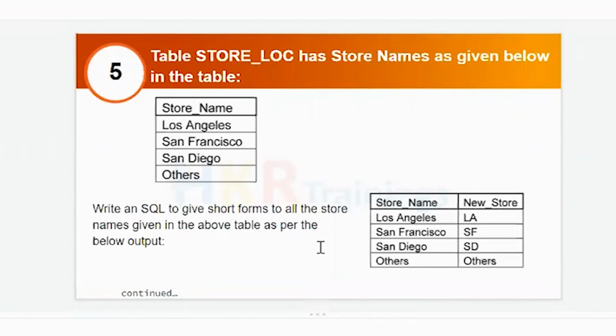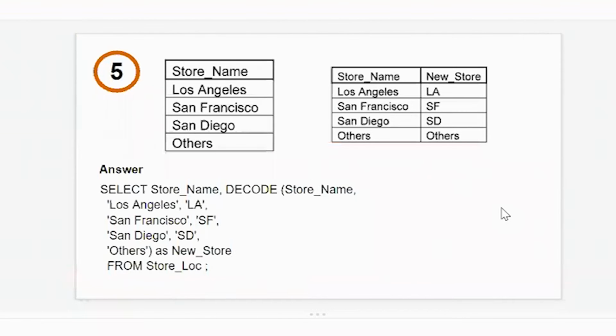So what it wants is a table to be given in the output in terms of two columns where we have the store names as they are, but we are also displaying the short forms in a new column which we are going to create in our output, which is called new underscore store. So what does the SQL look like here?